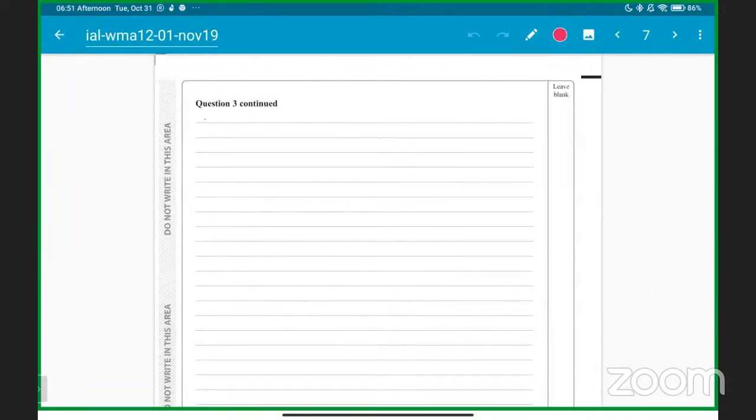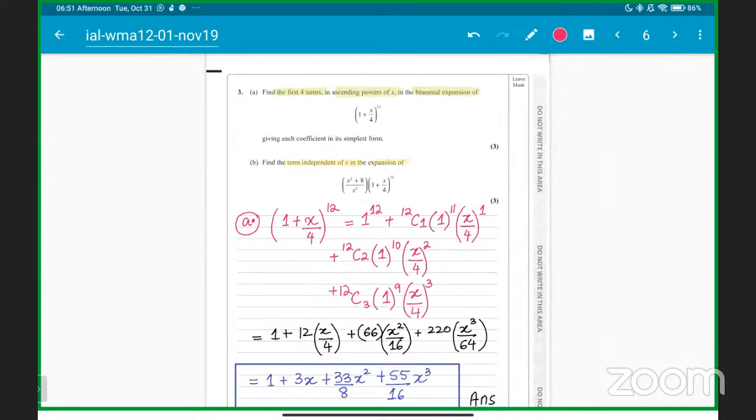Part B. Students need to understand that the term independent of x is what? When the x power is 0, okay? Got that? The term independent of x is when the x power is 0, okay? There is no x power, okay? Understood? So you need to find the number there, okay? Clear on this? Any questions? Any problem? Let me know now.